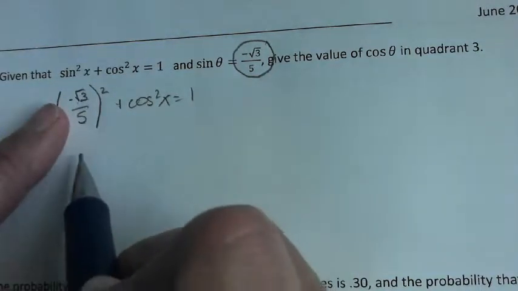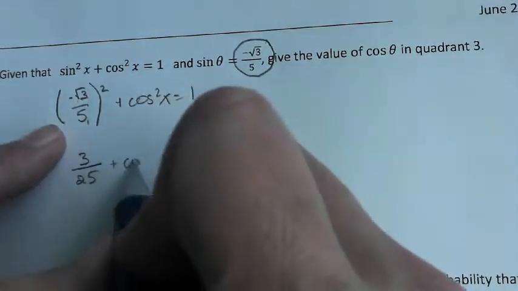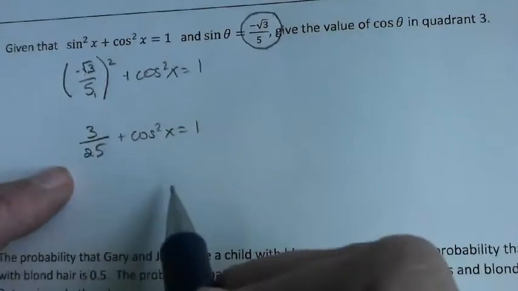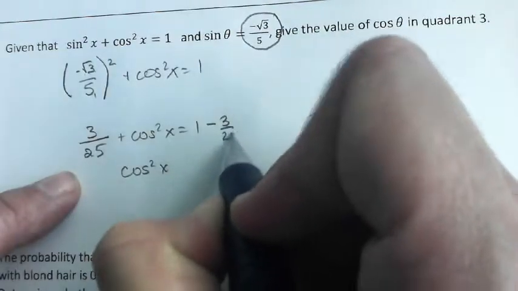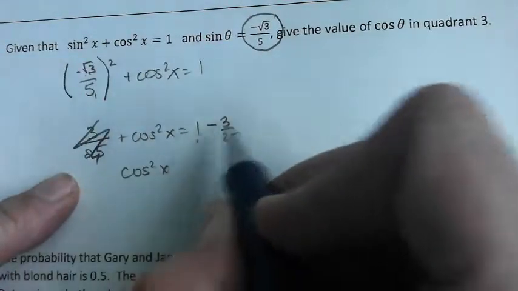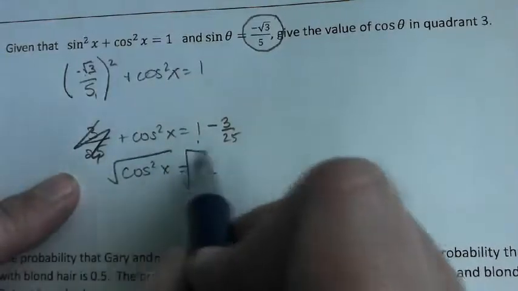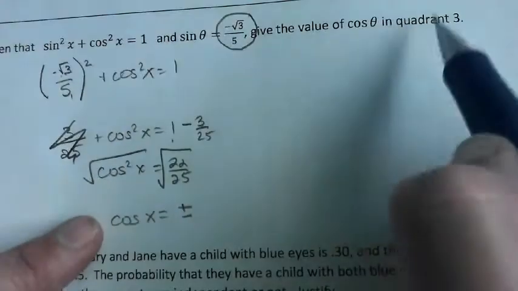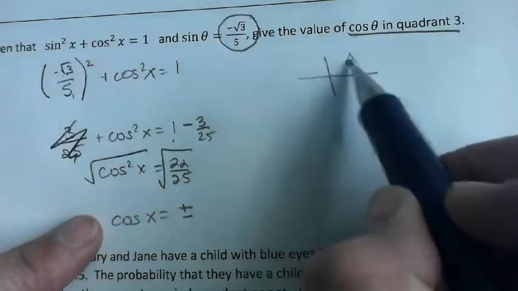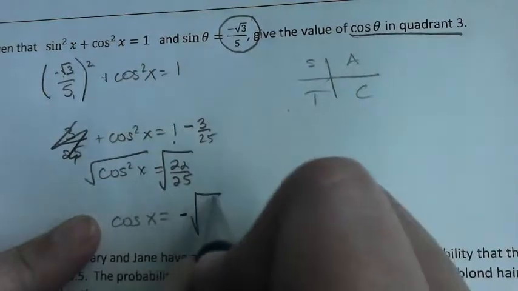When you square root 3, it becomes 3. When you square 5, it becomes 25. And that's unfortunately what I saw a few people miss anyway. And then solve for cosine, so we have to subtract over 3/25. So that's 25/25 minus 3/25 is 22/25. And then square root both sides, so the cosine of x equals plus or minus initially. Because cosine is in quadrant 3, what is it? Positive or negative cosine? Negative, so we would go with the negative root 22 over 25.